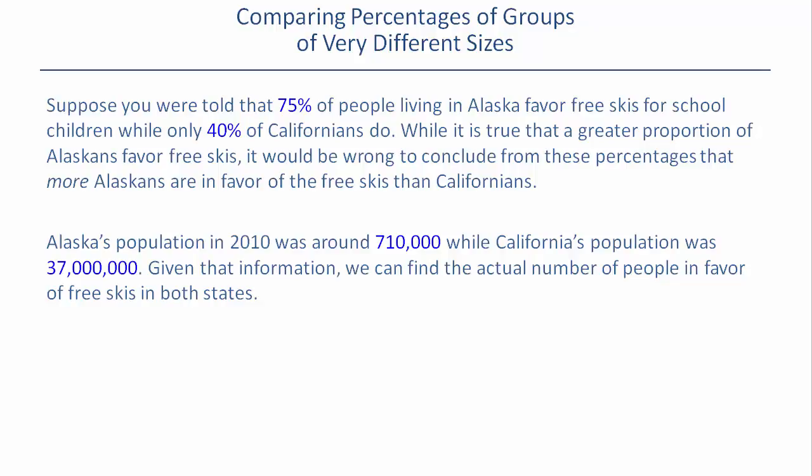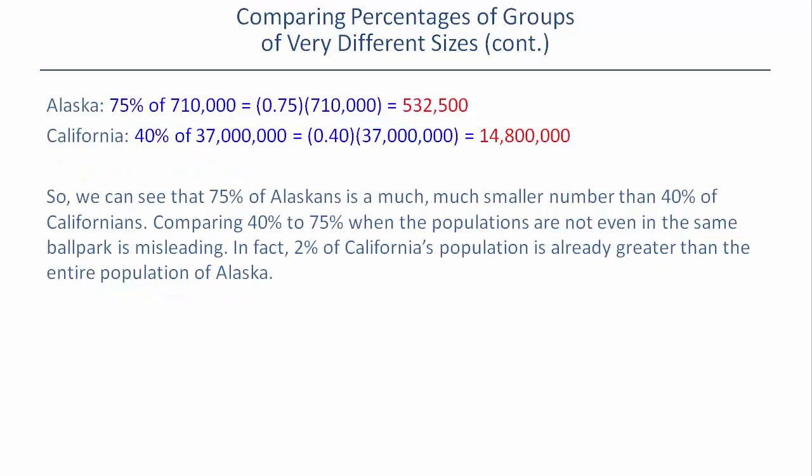So if you look at the rough populations from 2010, you can see that California is substantially larger in population than Alaska, as it is even today. So when you take 40% of a much larger number, it's quite possibly still going to be larger. And in fact, when you do the numbers, you can see that 40% of California is a far bigger number than 75% of Alaska. Now, some of you might be going, well, yeah, so what?